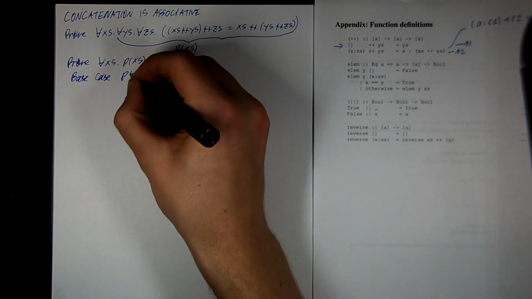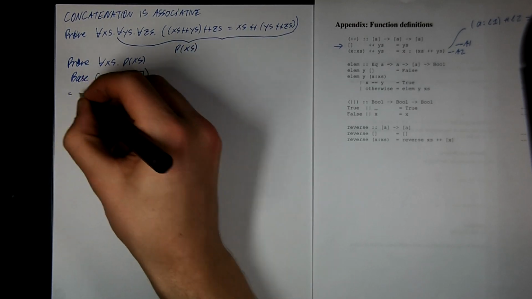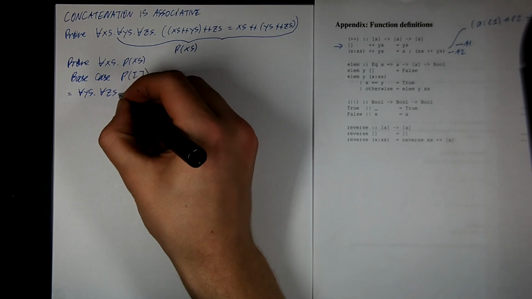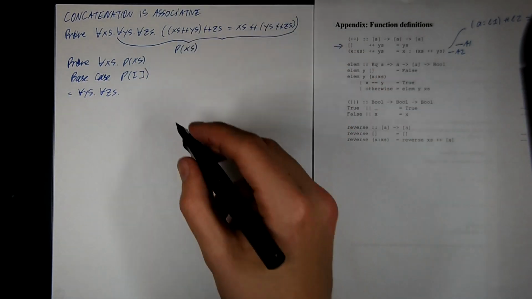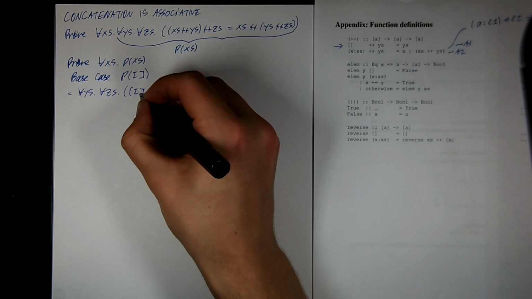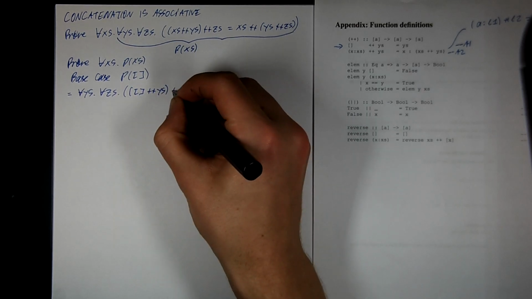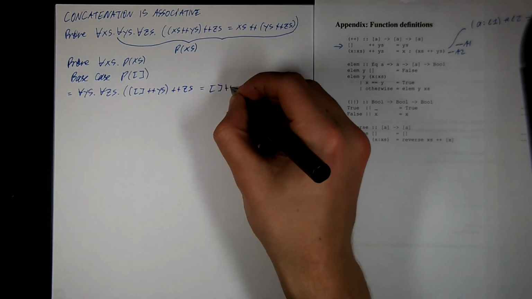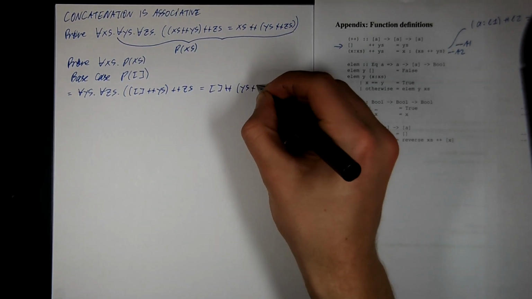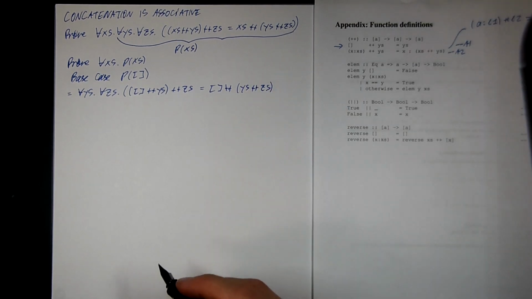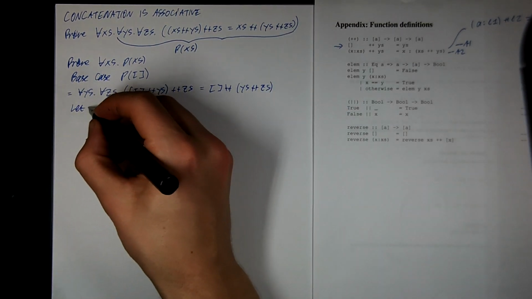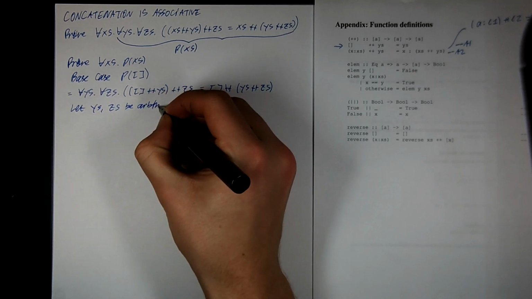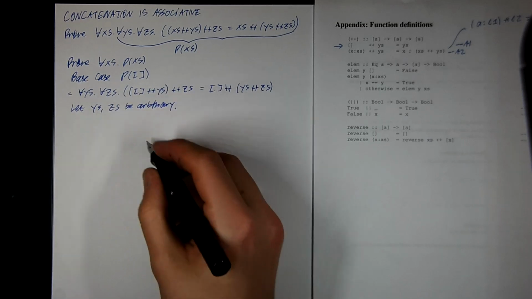So the base case: we have to prove P of the empty list, which is for all ys, for all zs, the statement here but with xs replaced with the empty list. (Empty concat ys) concat zs equals empty concat (ys concat zs). Okay, that's my goal. So I'm going to let ys and zs be arbitrary and prove it's true for any choice of ys and zs.